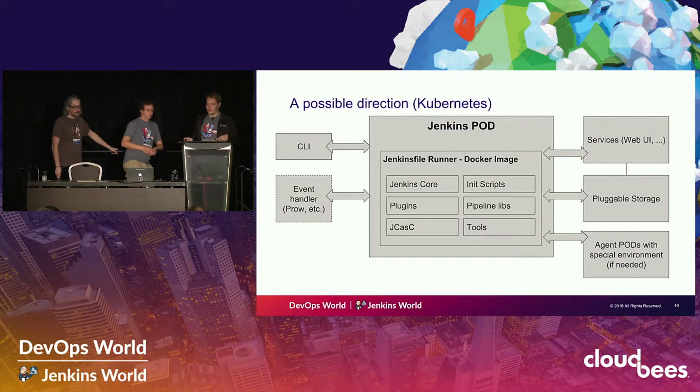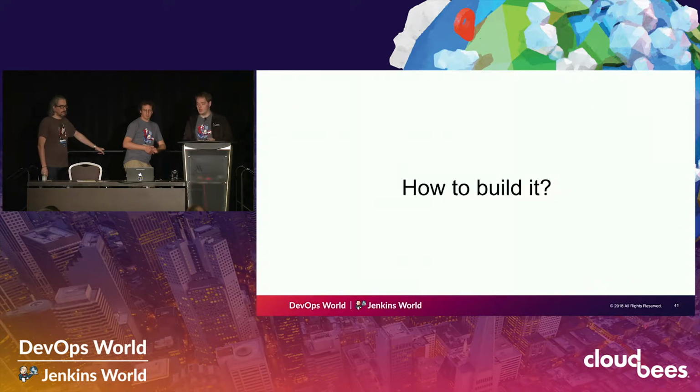So the idea is that we go to Kubernetes or Docker, we package Jenkins master, as Carlos said, in a Jenkins file runner. Everything is externalized, and there is an external event handler like Prow or whatever, which receives webhooks, schedules tasks, returns results. But our system is single shot, so each time we complete the build, we can remove this Jenkins pod with our master, because all the data goes to pluggable storage. And we still have access to this data if we want to display it somehow.